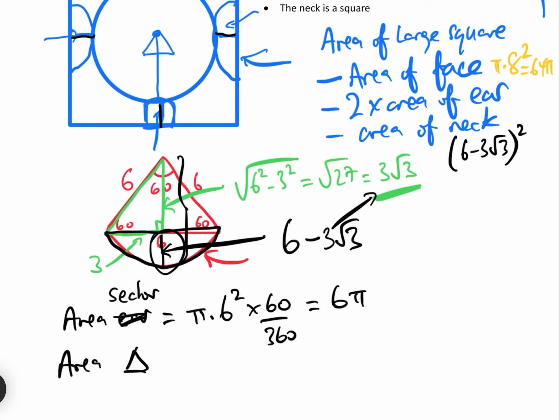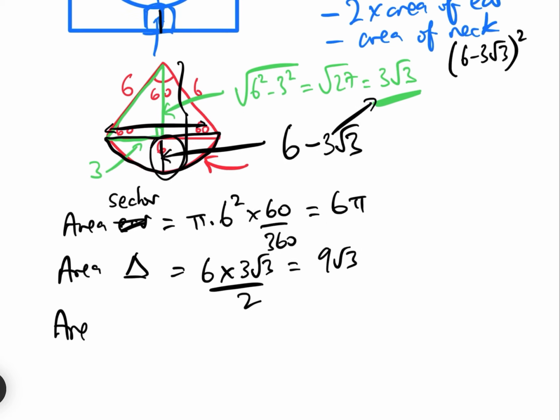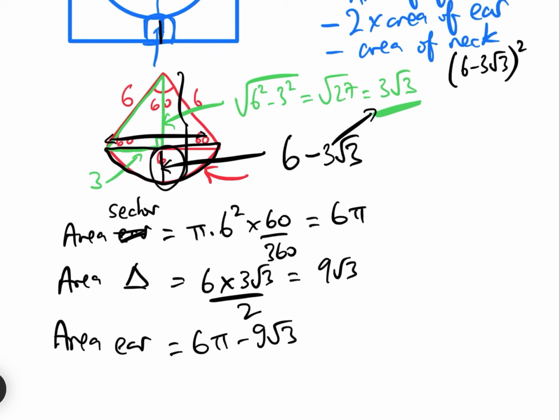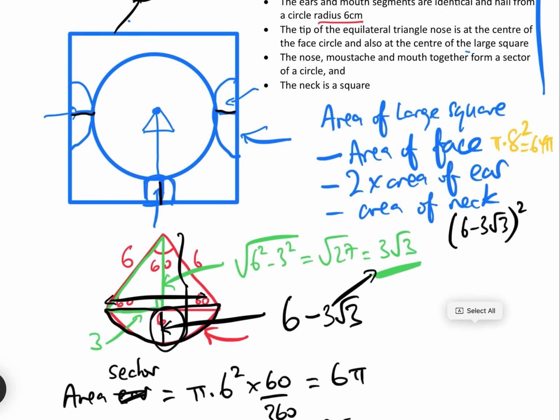The area of the equilateral triangle is equal to base times perpendicular height divided by 2. Well, we know that the base is 6. And we know the perpendicular height, we worked that out, is 3 root 3 over 2, which equals 9 root 3. And so therefore, the area of the ear is one take away the other, which equals 6 pi minus 9 root 3.